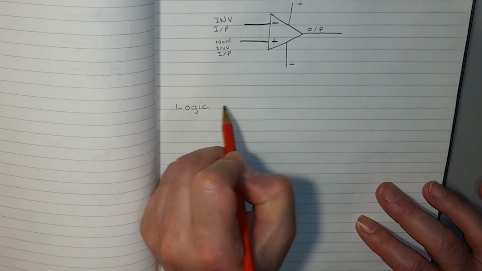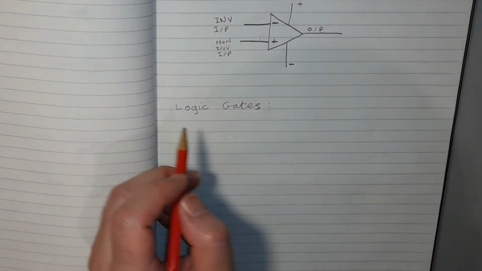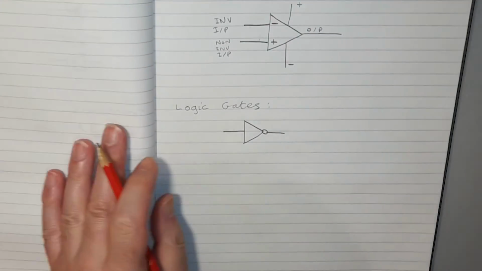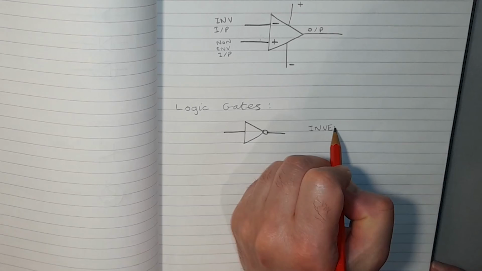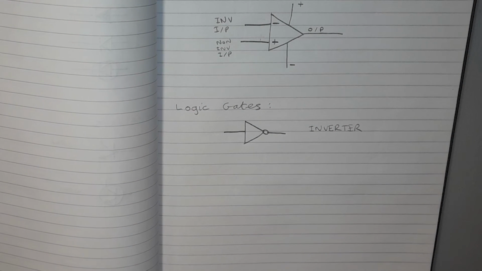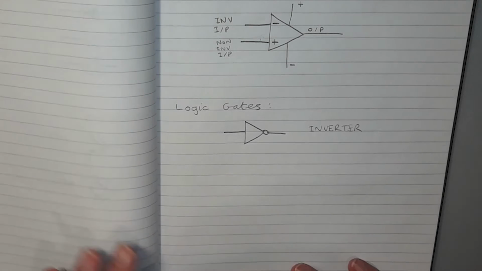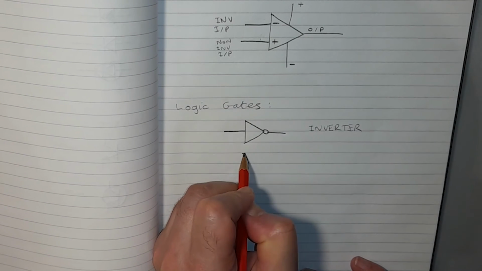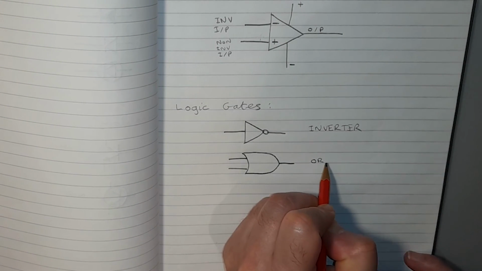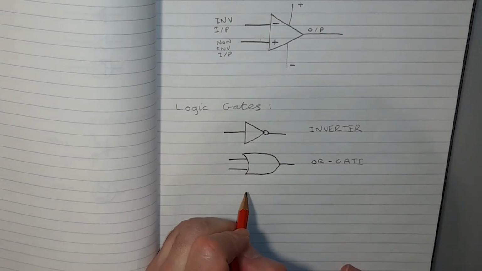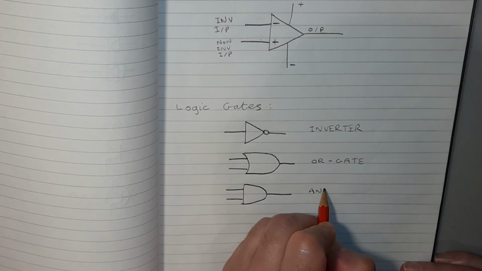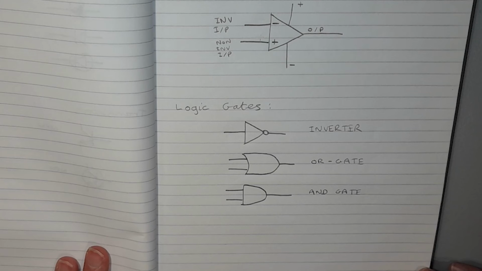Now let's take a brief look at digital logic gates. Beginning with an inverter, this takes a logic 1 input and outputs a logic 0. And if the input is a logic 0, it will output a logic 1. An OR gate will output a logic 1 only if one or other or both inputs are a logic 1. An AND gate will only output a logic 1 if both inputs are a logic 1.